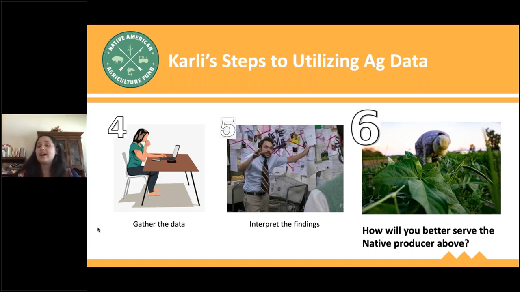This is a difficult part because you don't want to mix up correlation for causation. You just want to be really careful to say, this is what it seems like is happening. Let me find all the reasons why that might be and talk to other people to try to corroborate that.